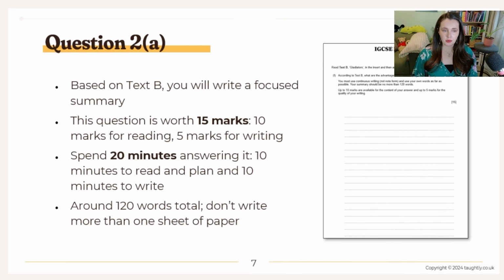Now, for summary writing, based on text B, you guys are going to write a focused summary, which means that you are going to answer a specific question. So you're not summarising the whole text, you are focusing only on that question. If you include lots of irrelevant information that does not answer that question, you are going to lose some reading marks. By the way, everything that I'm saying applies to both 2026 and 2027 students, as there are no major changes to summary writing for 2027.